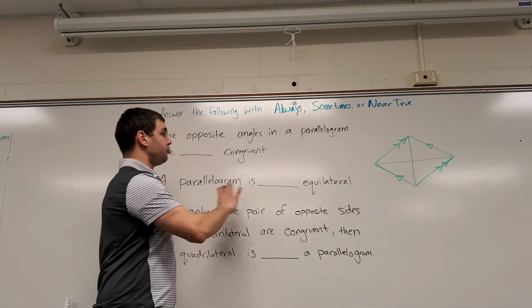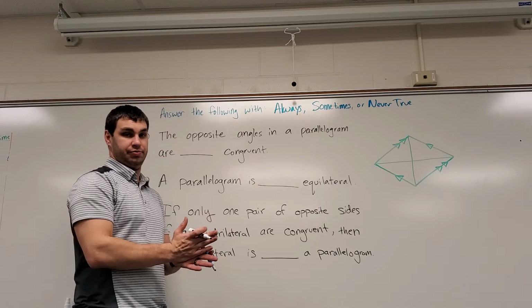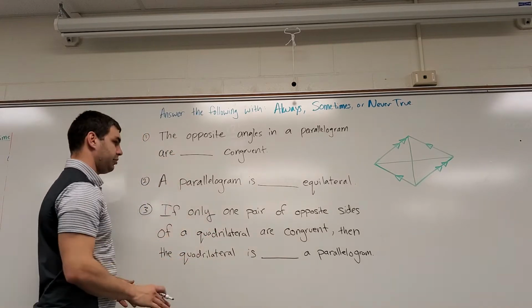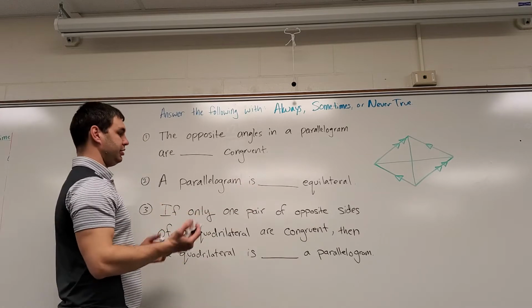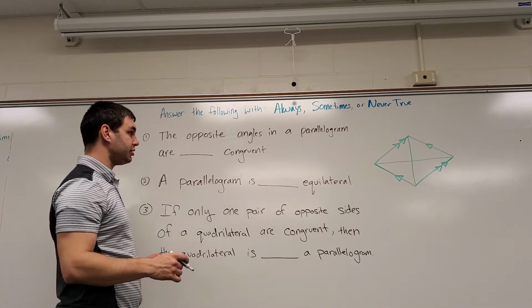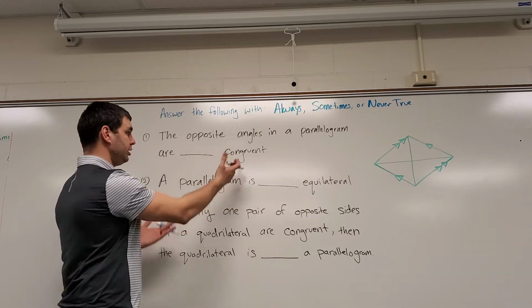All right, guys, in this problem, it says answer the following with always, sometimes, or never true. Okay, and it gives us 3 questions here talking about these parallelograms. I drew it over there to help us out as we do it. So first off, it says the opposite angles in a parallelogram are always, sometimes, or never congruent.